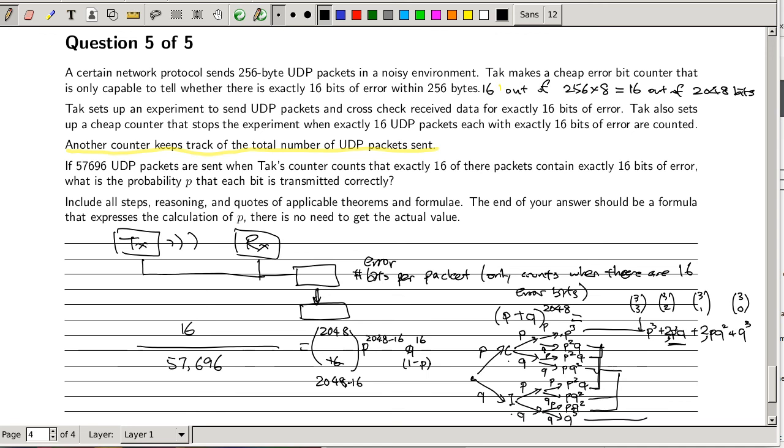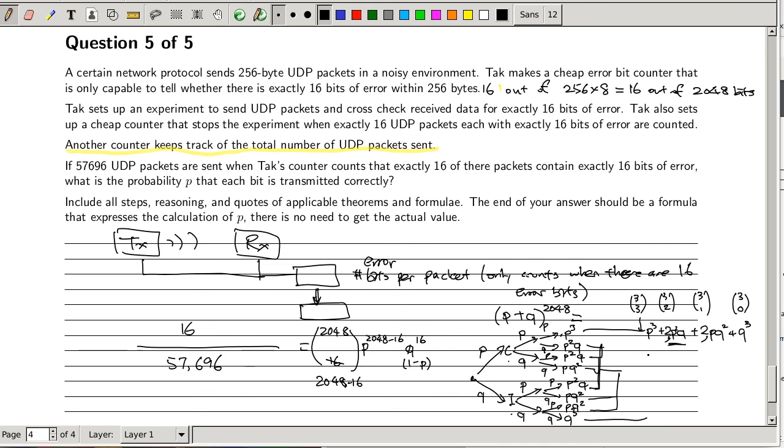The very last step says include all steps, all reasoning, and quotes of applicable theorems and formulae. So there are several, so you have to mention the binomial distribution. You have to mention that this looks like a coin toss problem, because each trial only has 2 outcomes, and it is not without replacement. You have to present all of those things that I verbally said, at least in very short form.